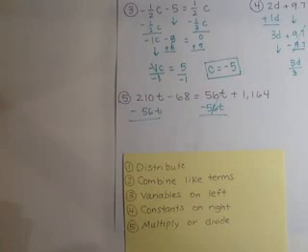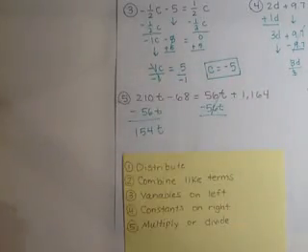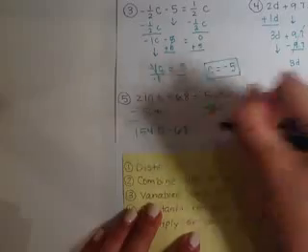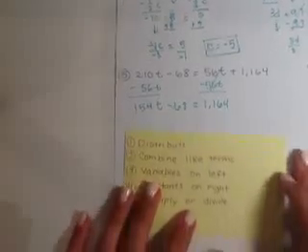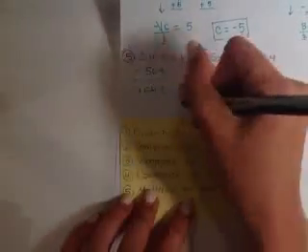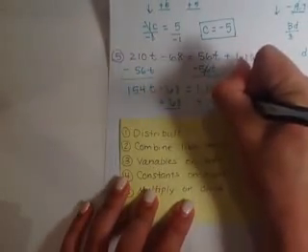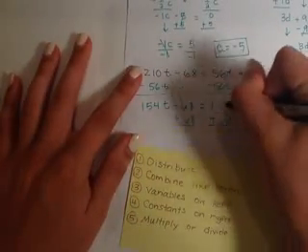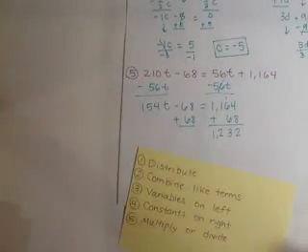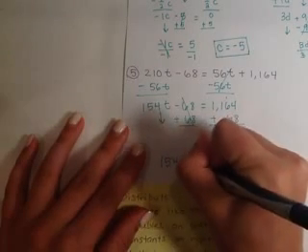210 minus 56 is 154. Do not forget your variable. And you have minus 68 equals 1,164. Now I need to get constants to the right. So they're subtracting, so I'll add 68. Combine these two together. Bring down what I have not used, sorry.